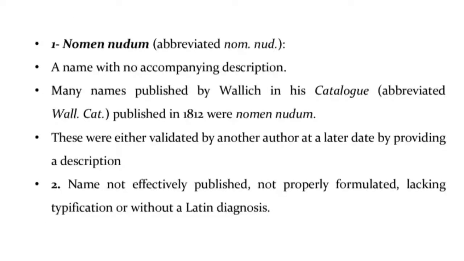1. Nomen nudum, abbreviated nom. nud., a name with no accompanying description. Many names published by Wallich in his catalogue, abbreviated Wall. Cat., published in 1812, were nomina nuda. These were either validated by another author at a later date by providing a description too. 2. Name not effectively published, not properly formulated, lacking typification or without a Latin diagnosis.